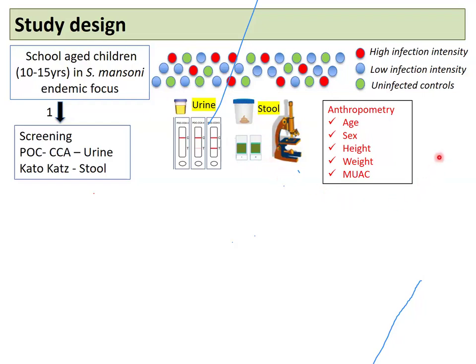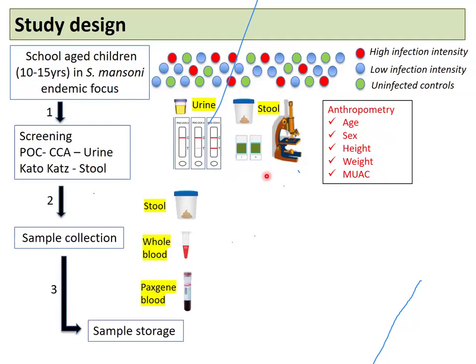In addition, we took other anthropometric measurements, including the age of the children, the sex, the height, weight, and the MUAC. This is the mid upper arm circumference. These are measurements that we took that were used in the analysis.